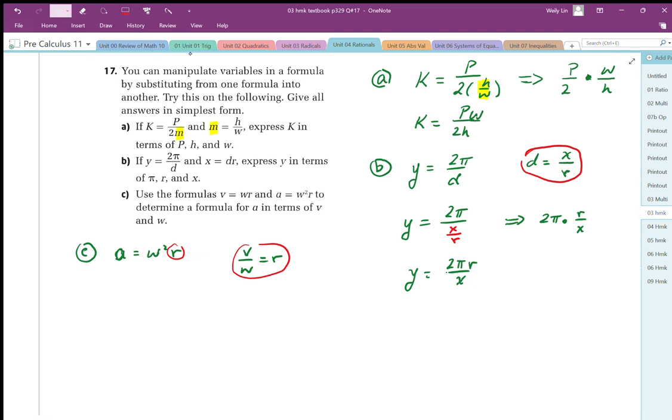So I end up with A equals W squared, and instead of R, I'm going to use the expression V over W. And since we have a W on top, a W on bottom, this will simplify to V times W.